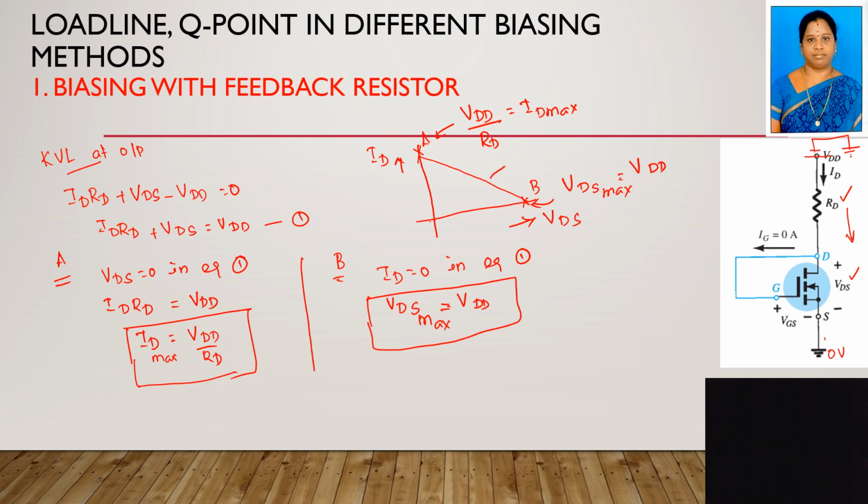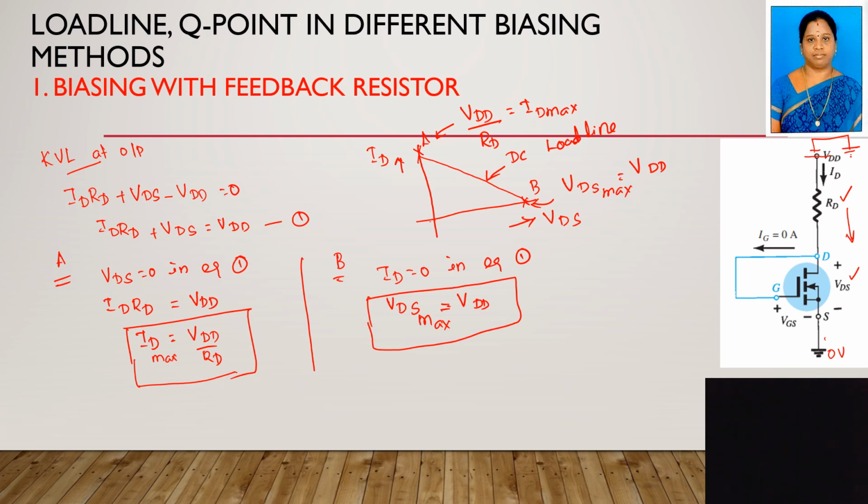After locating these 2 points, you have to draw the load line. So, this is your DC load line. If you want to draw the DC load line, always you have to apply the KVL at the output side. You will get one equation. In that equation, you substitute VDS equal to 0 to get the point A. Then you substitute ID equal to 0 to get point B. After locating these 2 points, if you draw a line, that is called DC load line. Clear, everybody? Right?